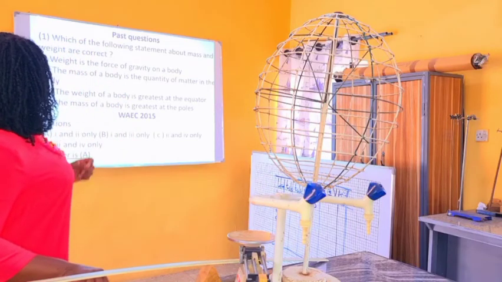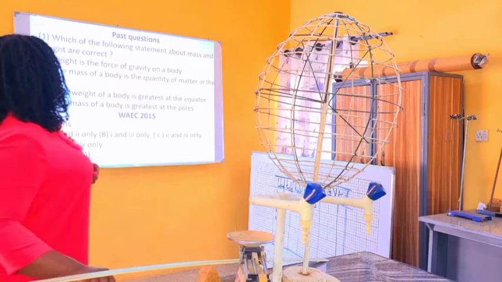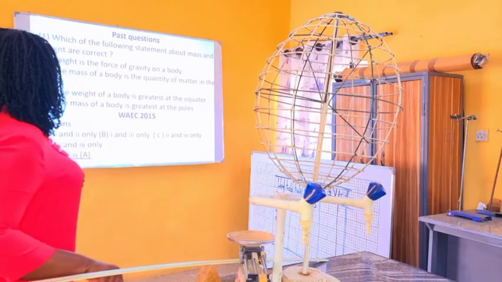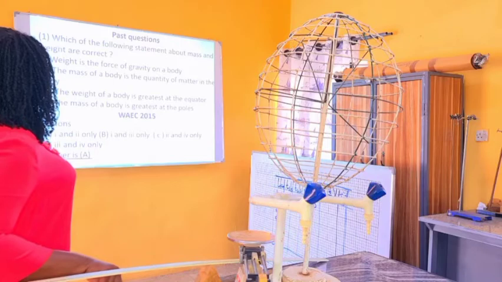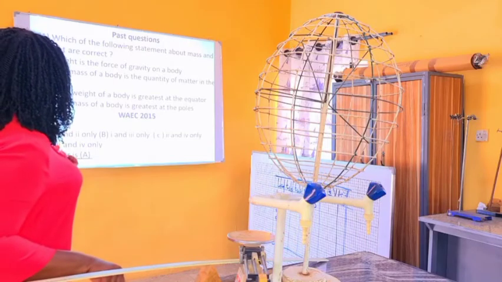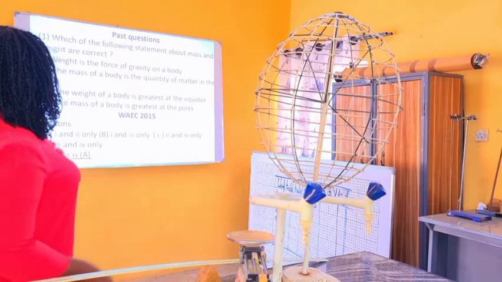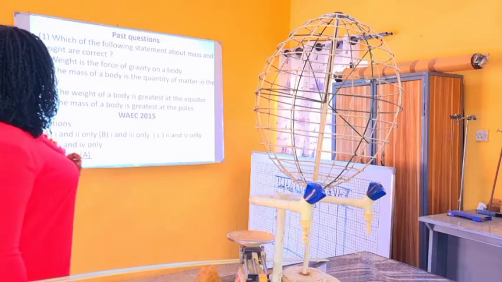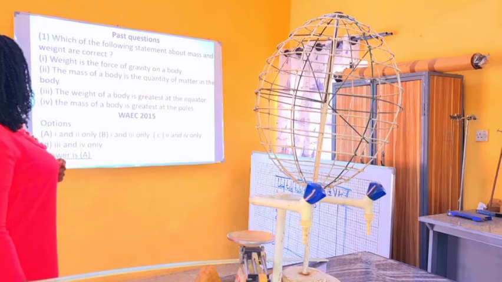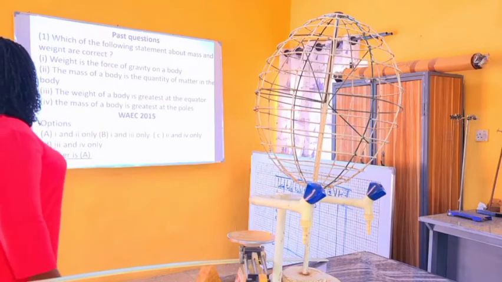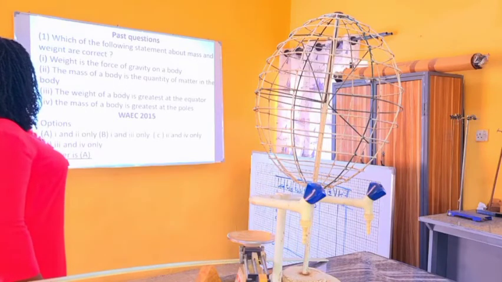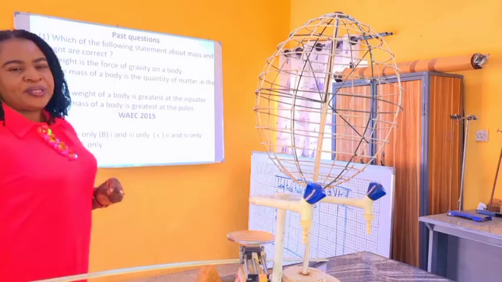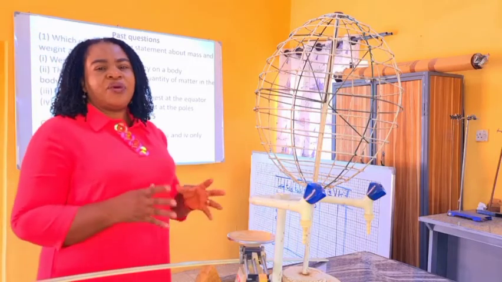Which of the following statements about mass and weight are correct? I, weight is the force of gravity on a body. II, the mass of a body is the quantity of matter in the body. III, the weight of a body is greatest at the equator. IV, the mass of a body is greatest at the poles. Now let's analyze them one after the other.